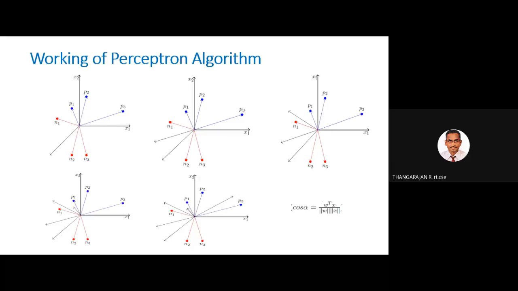So what should I do? I should add X to W. In that case, this vector will go a little upward. See, this vector has gone from this position to this position. In the second figure, you see that it has gone to the next position. It means it has gone closer to P1.